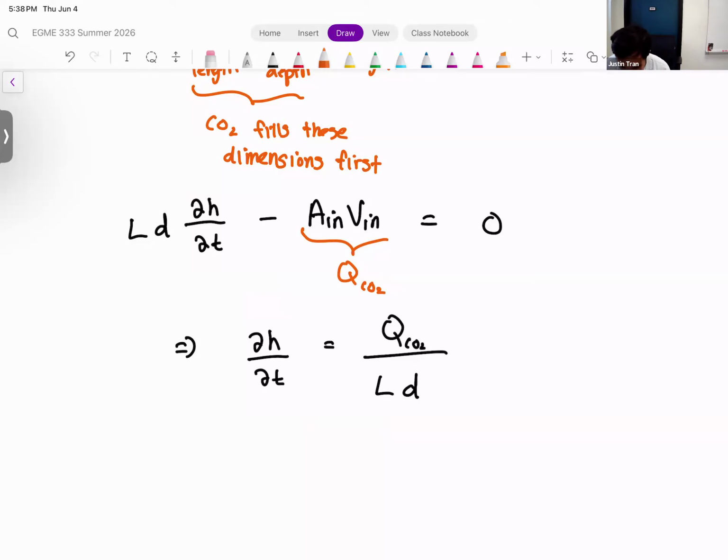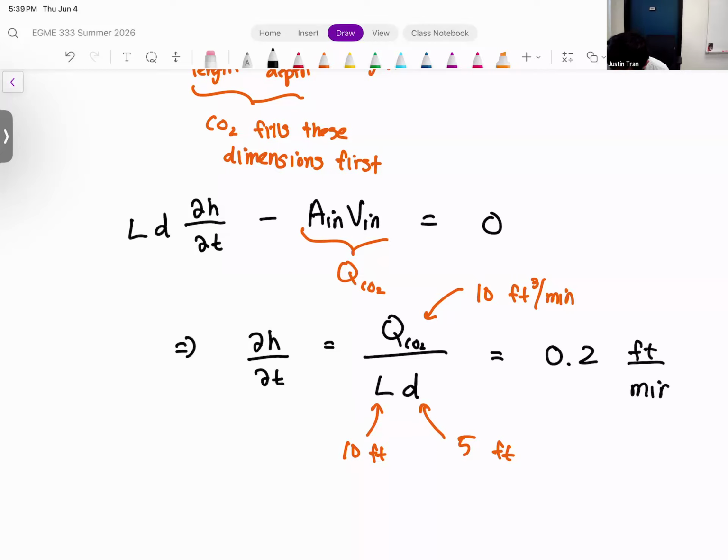Right, so we plug in for everything here. So Q here, remember this was 10 feet cubed per minute. L here, this was 10 feet. The depth here was 5 feet. Plug all that in, we get a rate of 0.2 feet per minute.